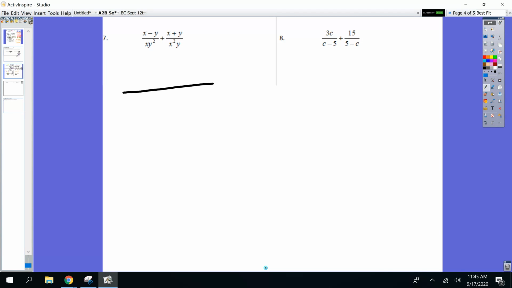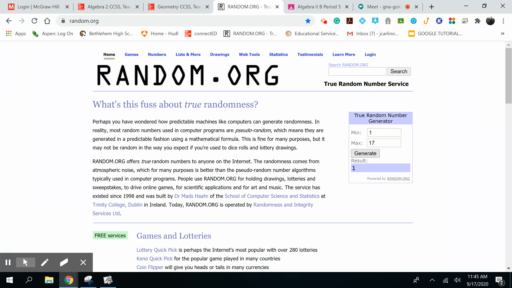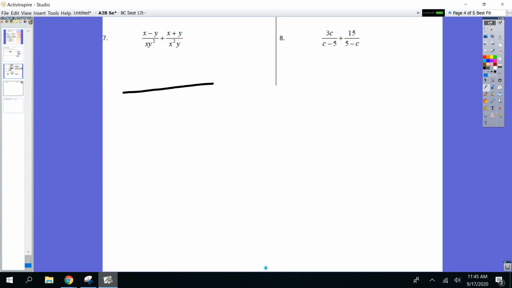What should be my common denominator here? Would it be x squared y squared? Yeah, you're darn right. X squared's the highest one on the x, and y squared's the highest one on the y. Good job. So everyone, go ahead and multiply both fractions by that: x squared y squared, and then over here, x squared y squared.